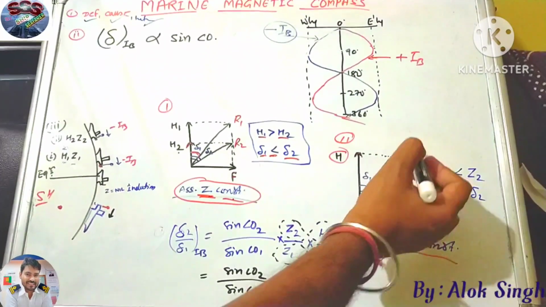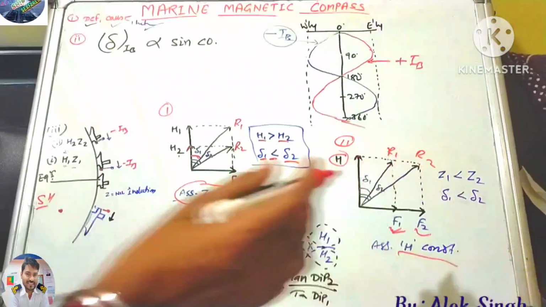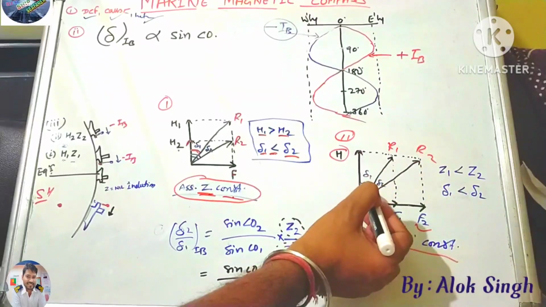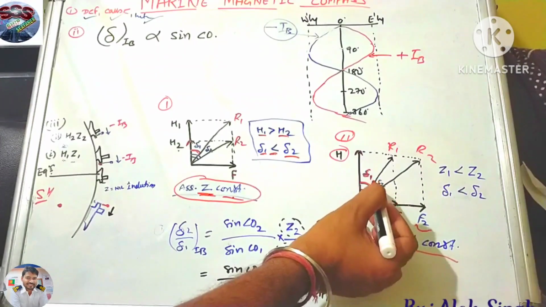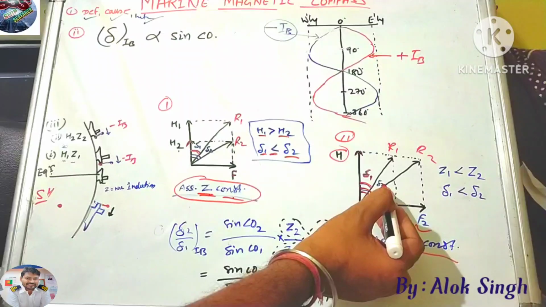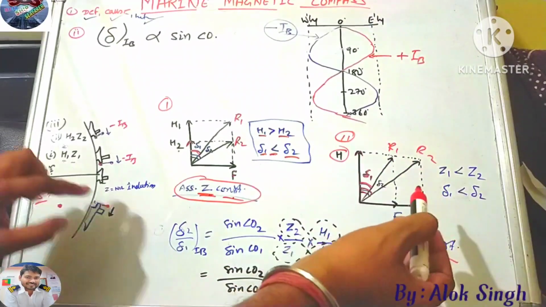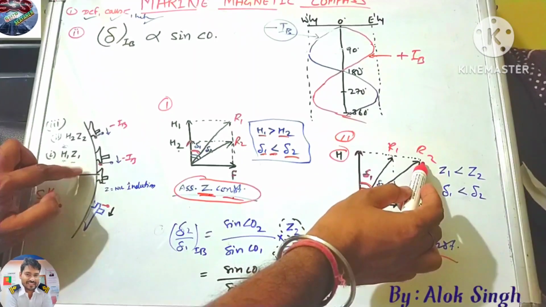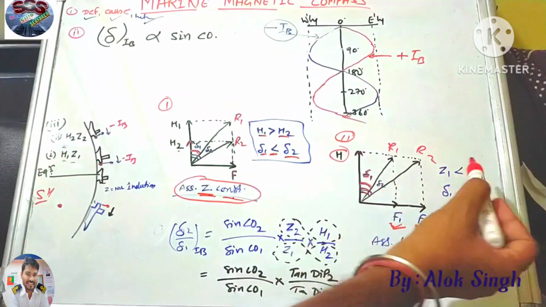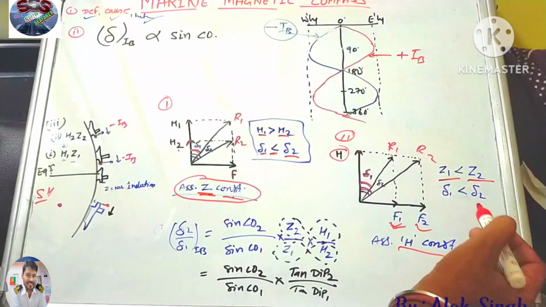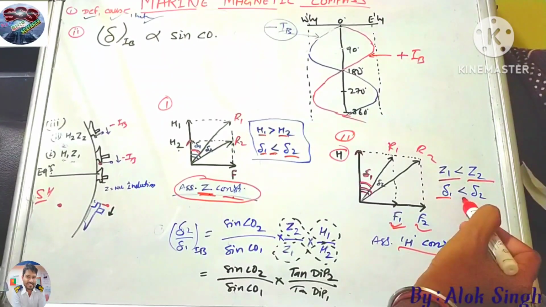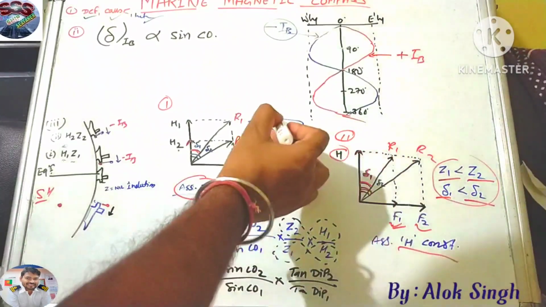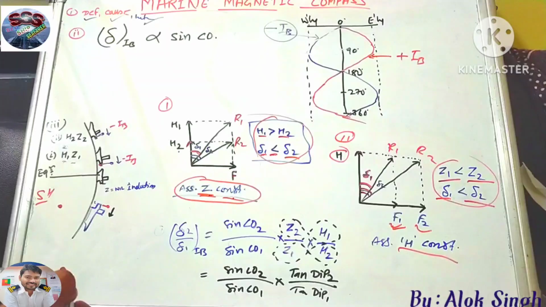Because of this, the resultant one is this, resultant 2 is this one. So the deviation because of this is deviation 1, and because of this is deviation 2. R1 is smaller, and in the same way the deviation is smaller. R2 is bigger, and deviation 2 is bigger. So Z1 is less than Z2, and in the same way deviation 1 is less than deviation 2, meaning this is directly proportional. And here you can see it is inversely proportional to H.